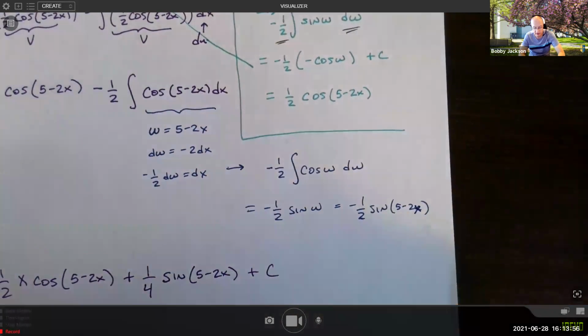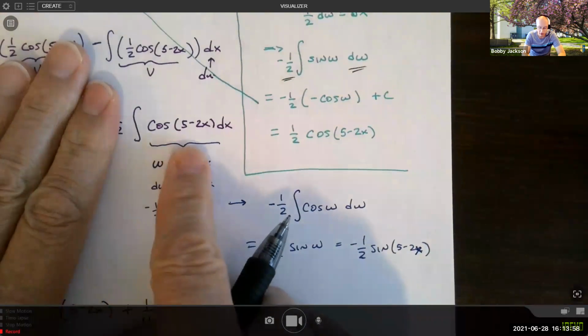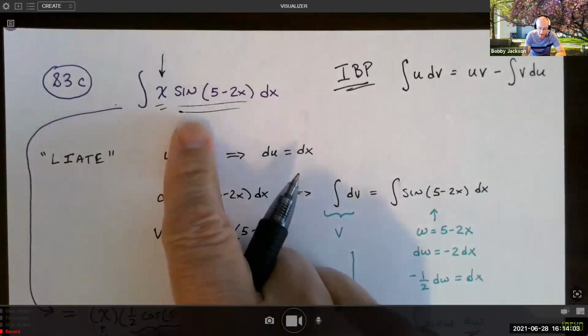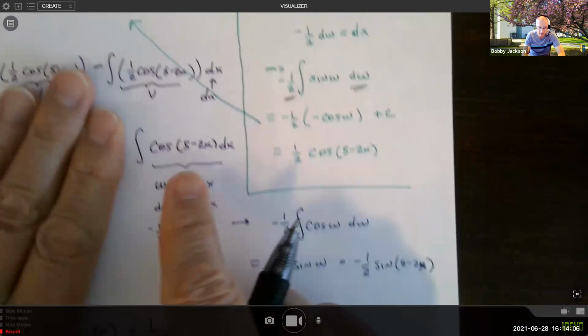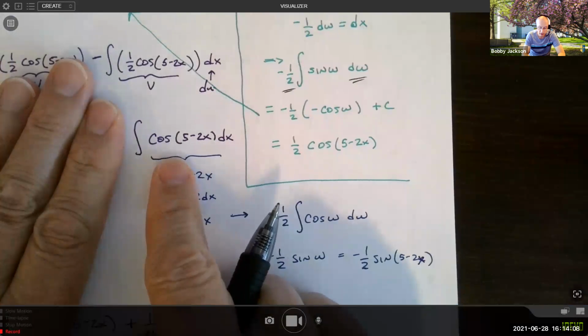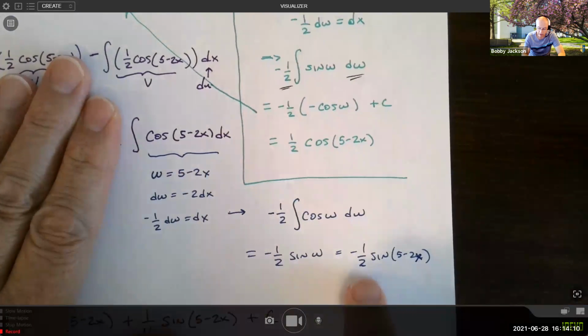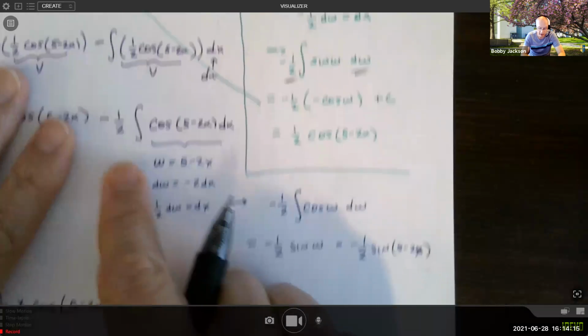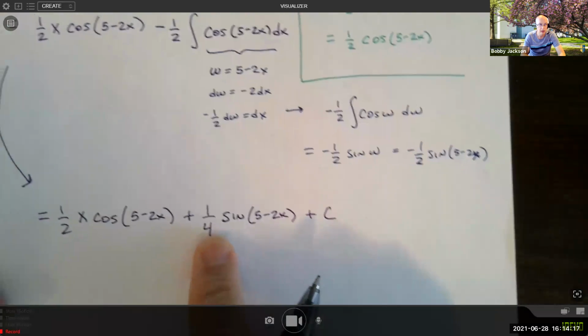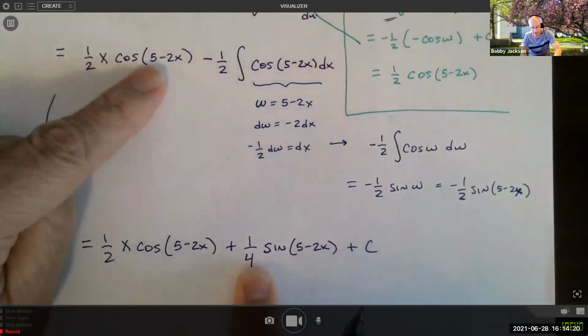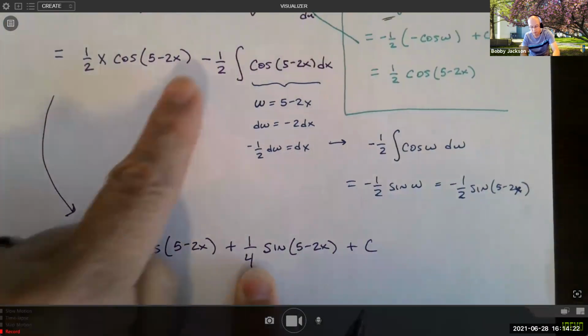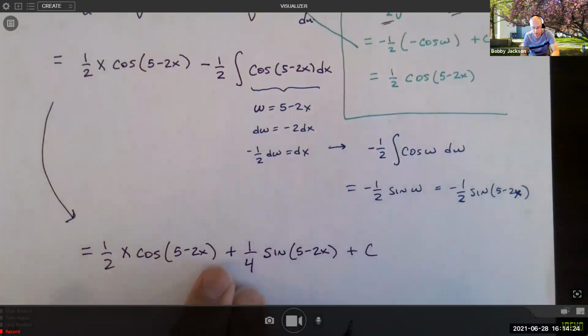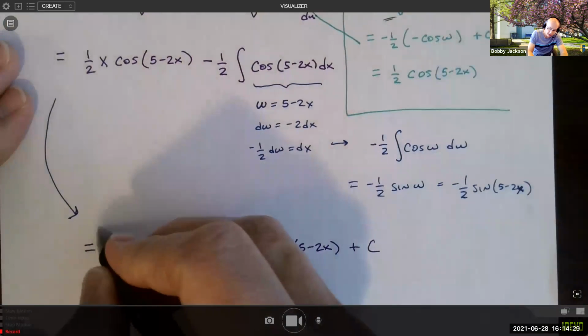So you do have to find this. Notice this integral we can do, unlike the original integral, which we could not do on its own. We had to use integration by parts to get a simpler integral to do. And the antiderivative of that is -1/2 sine of 5 minus 2x. -1/2 times -1/2 is +1/4. And so the full answer is just copying that first part down, plus 1/4 sine of 5 minus 2x plus the c. And there is our answer.